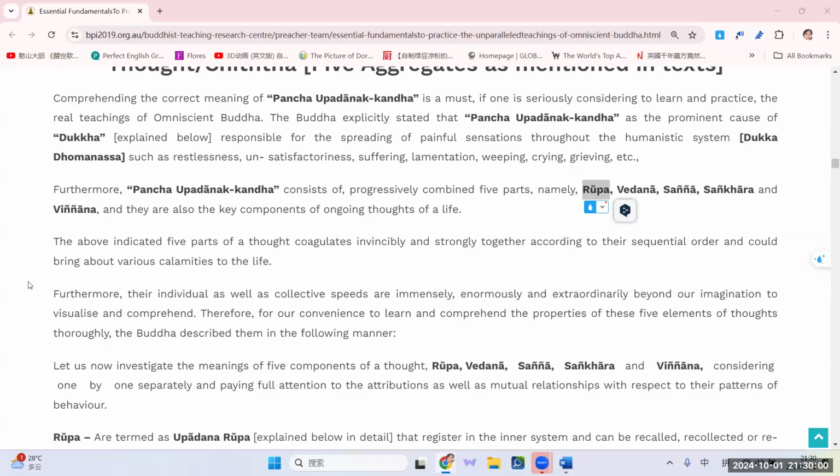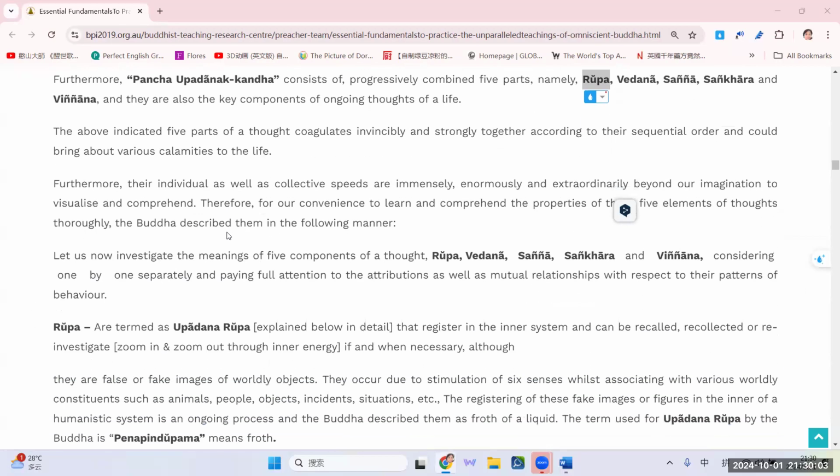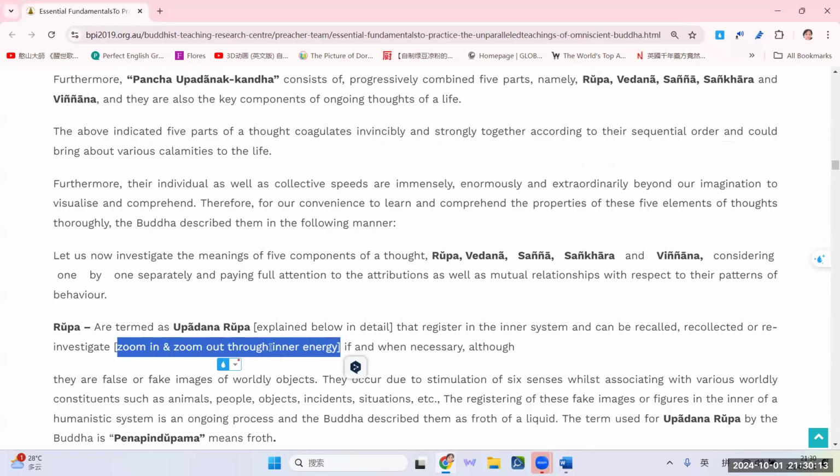Did you understand that? Just now you mentioned zoom in and zoom out through inner energy, through the inner system. Can you give us another example? Okay, I'll give an example. Now when you see something, right? See, when you are dreaming, you are not seeing things at the same size, maybe smaller or larger.